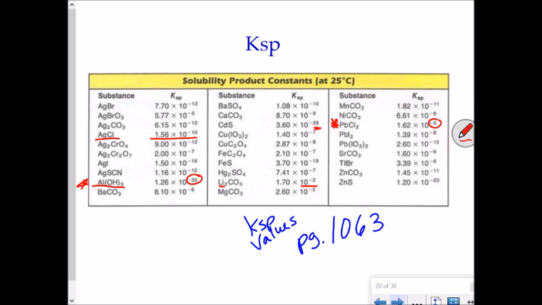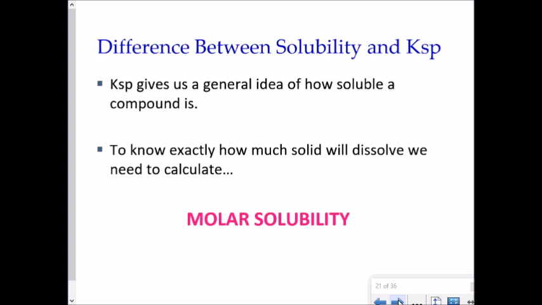10 to the minus 10, that's a pretty low number, okay? So evaluate your Ksps, looking at them in terms of what they mean. Difference between solubility and Ksp: the Ksp gives a general idea of how soluble the compound is, and to know exactly how much solid will dissolve, we need to calculate the molar solubility.